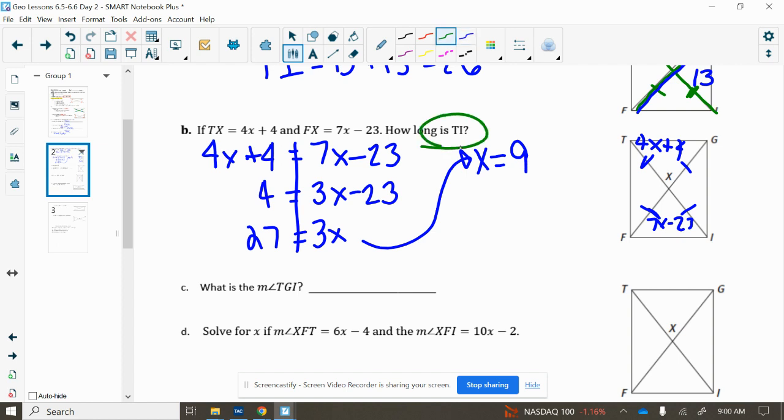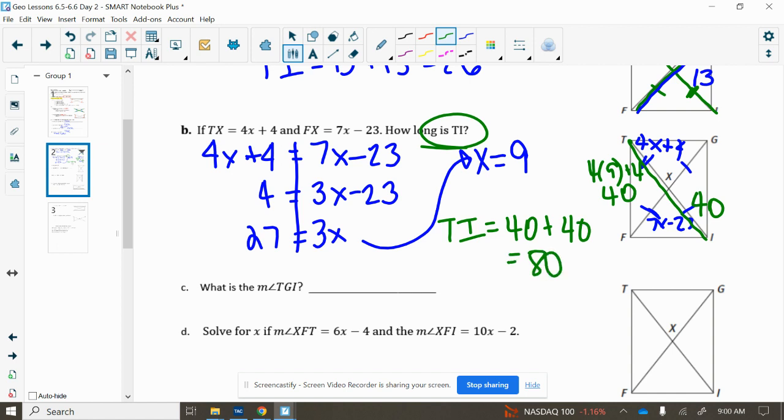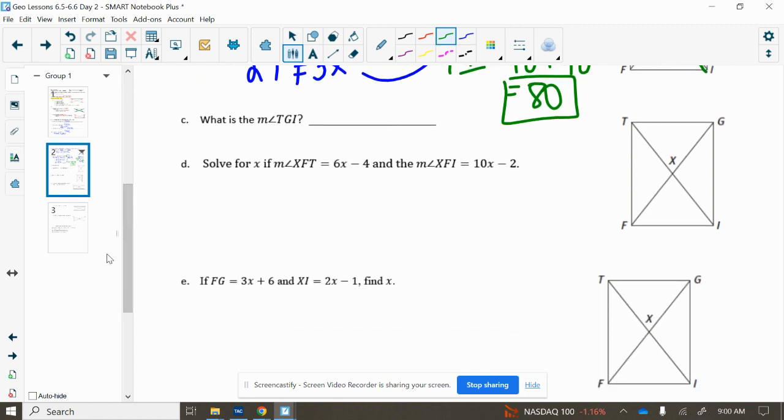Now the question is asking us for the length of T to I. So if we plug back in, T to X is 4 times 9 plus 4. So 36 plus 4 is 40, which means that our other piece of the diagonal is 40. So T to I would have to be 40 plus 40, which is 80 units. Now TGI, this angle here, is going to have to be a 90-degree angle since those sides are perpendicular.